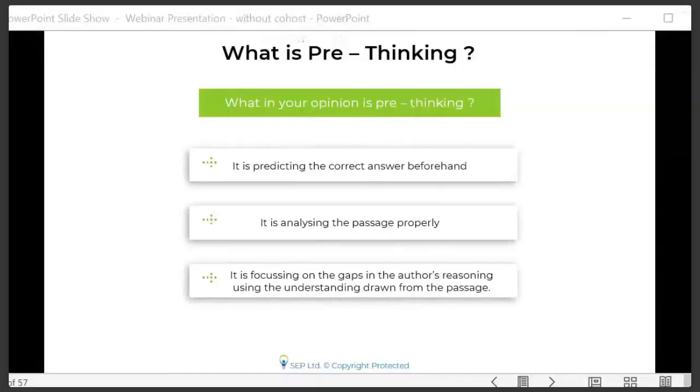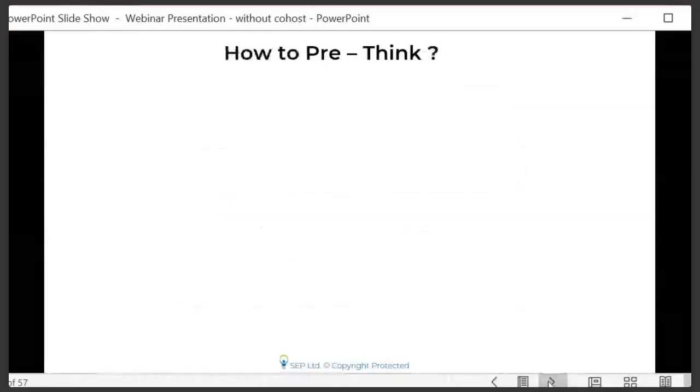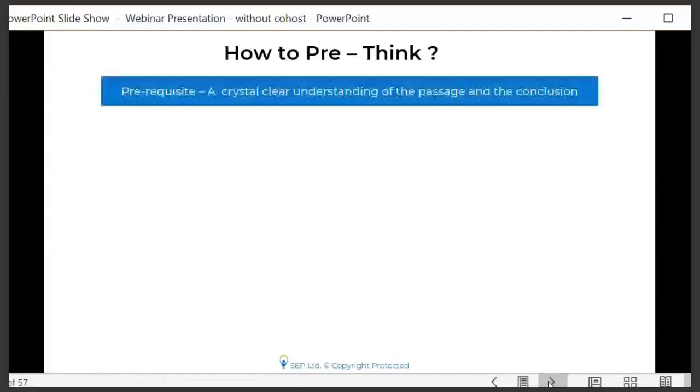Well, let me put all this to rest and tell you what pre-thinking really is. Very simply put, it is a way of thinking ahead. Before we talk about that, what is very important is something that is required before you even start to pre-think. When we say think, clearly it means we are thinking along certain lines. Pre-think does not mean thinking out of the blue.